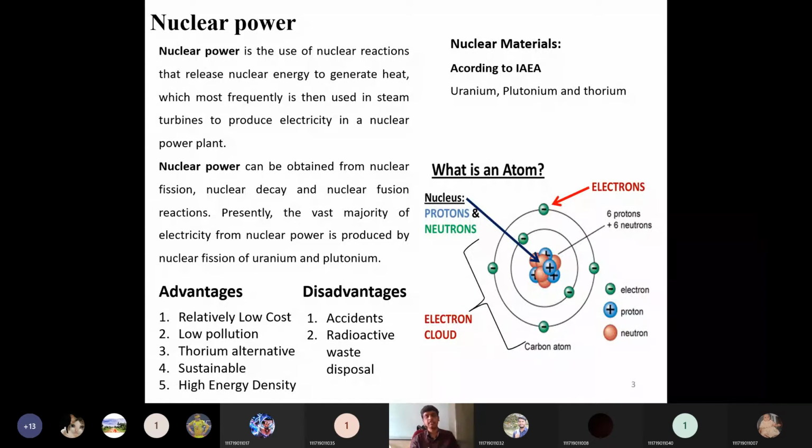So an atom is composed of a positively charged nucleus. The nucleus is composed of protons and neutrons. Protons are positively charged, neutrons are neutral, so the net charge of the nucleus is positive. So an atom is composed of a positively charged nucleus with a cloud of negatively charged electrons surrounding the nucleus. It is bound together by electrostatic force.